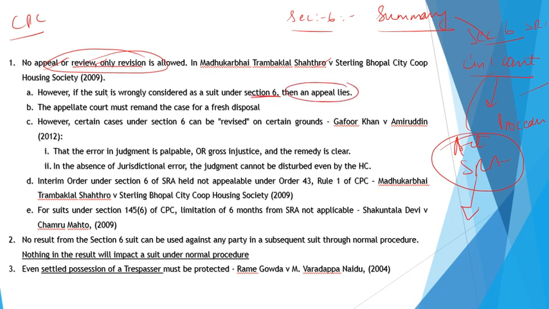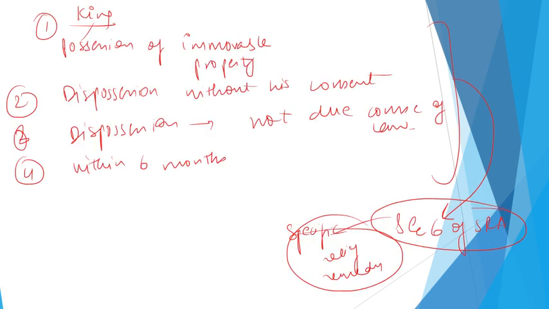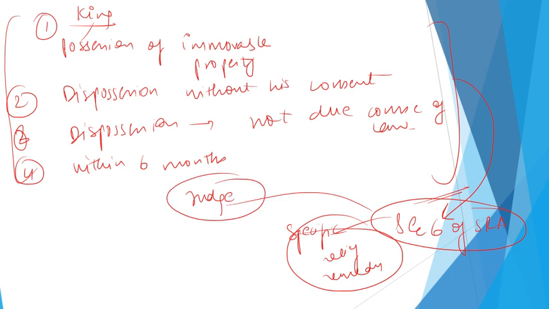Then the appeal is allowed. This appeal power is given to the High Court under this section. The appellate court must remand the case for a fresh disposal. If a case is not fulfilling the requirements of section 6, we have dealt with the requirements of section 6 earlier as well, whereby I told you these are the requirements. If a case is not following all of these requirements, you cannot go to section 6, but the judge erroneously thought that section 6 is involved, because judges are also humans, they can make mistakes.